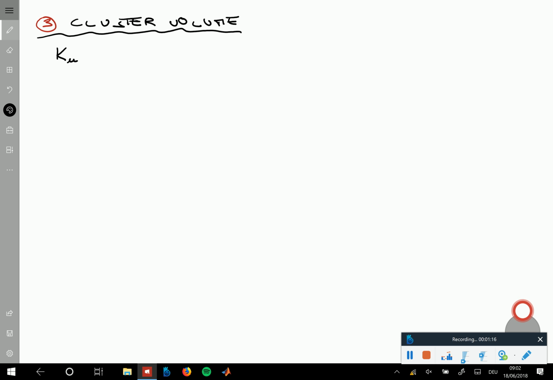So the distribution of the cluster volume was introduced also by Friston et al. 1994, meaning the distribution of cluster volume as it's implemented in SPM. This is actually defined in terms of a probability density function. And I will first write down the probability density function, and then I will discuss where it's coming from.